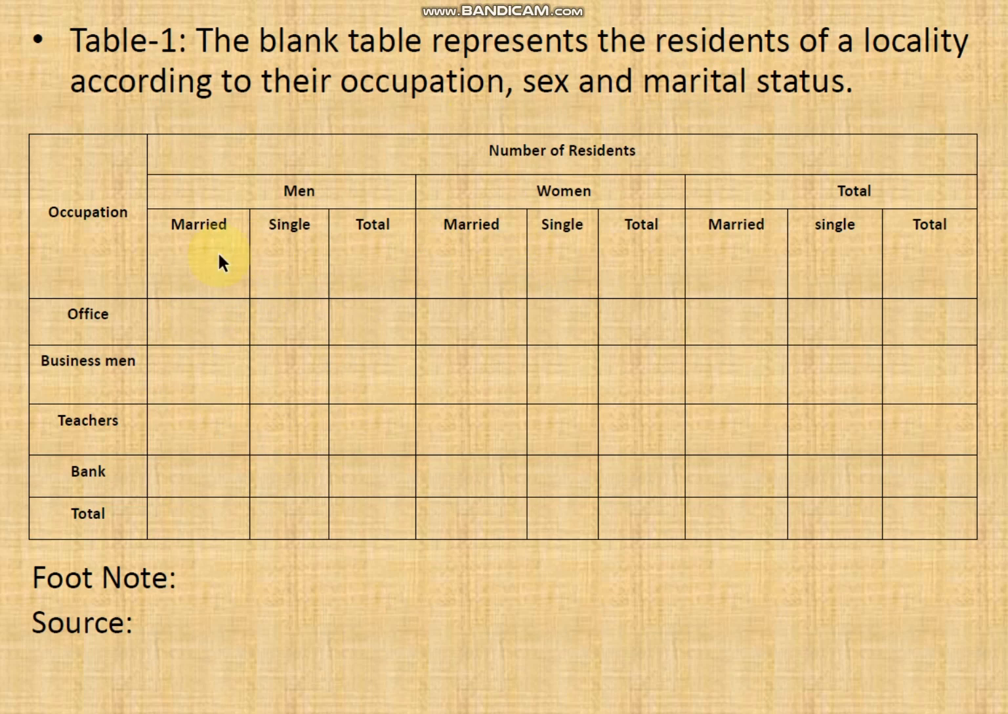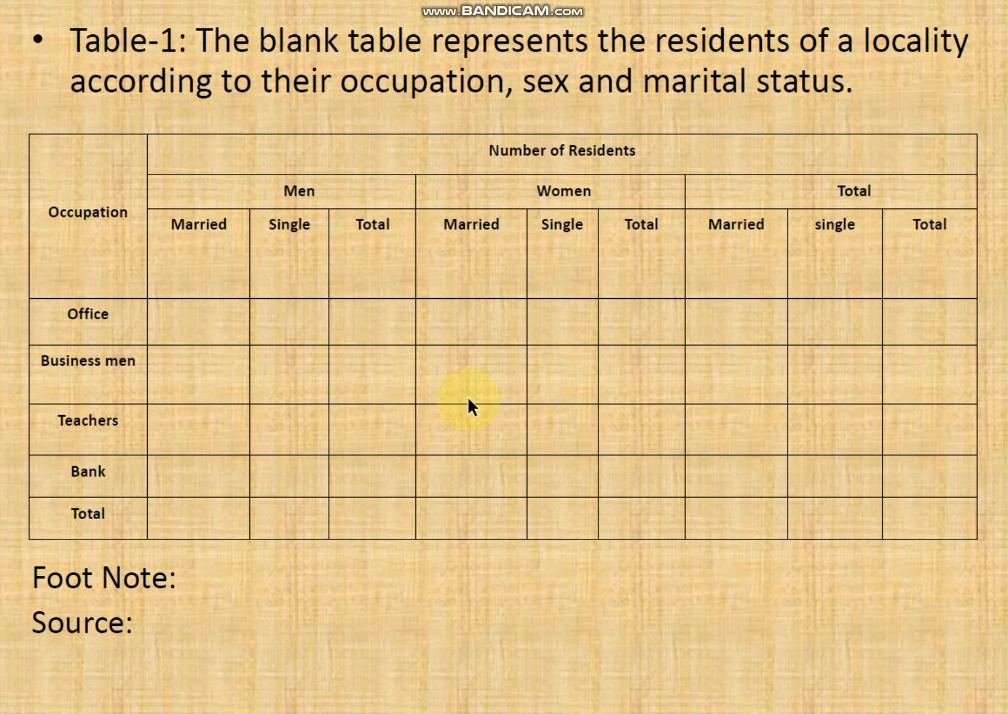So here this entire subgroup gives you the statistics of men. This entire subgroup gives you the statistics of women, and this gives you the statistics of total together. So here the total that you get is of number of office persons who are married and single, number of businessmen who are married and single, number of teachers who are married and single, number of bankers who are married and single. If you want to know how many men are there, you can refer here. If you want to know how many women are there, either married or single, you can refer here. If you want the total number of married or single, you will be getting that here.